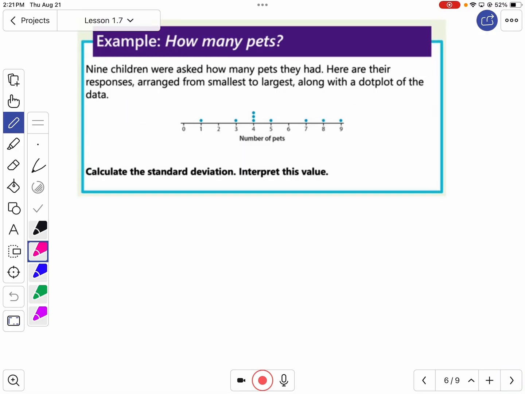All right. We're not going to do that one, but let's talk about how we would do it. Okay? It gave me a dot plot, and it asked me to calculate the standard deviation. Okay? I'm going to want to use the applet because it's going to do the hard work for me. All right? How are we going to get the values that need to go in that line where the numbers go?